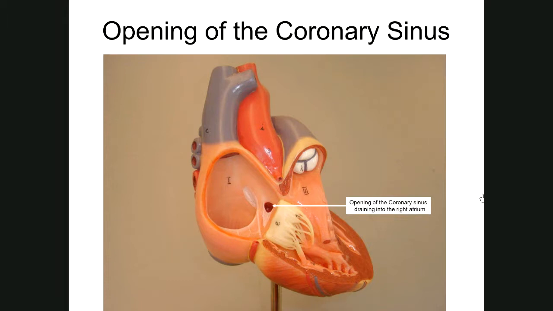Now the average stroke volume is around 70 milliliters. That's how much blood the left ventricle pumps out every time it contracts. And the average heart rate is about 75 beats per minute. So I gave you the equation for cardiac output. Cardiac output equals stroke volume times the heart rate. The cardiac output is 70 mils times 75 beats per minute. The cardiac output is 5,250 milliliters per minute, or 5.25 liters per minute, roughly your entire blood volume per minute.